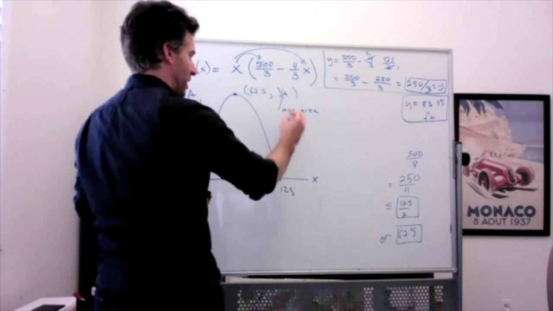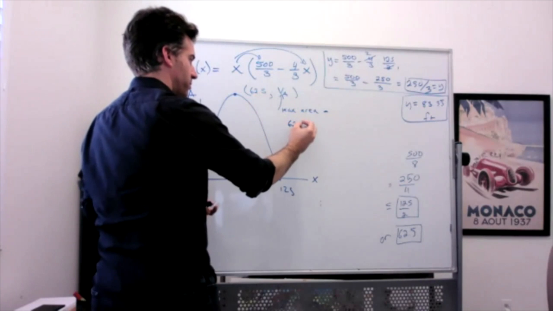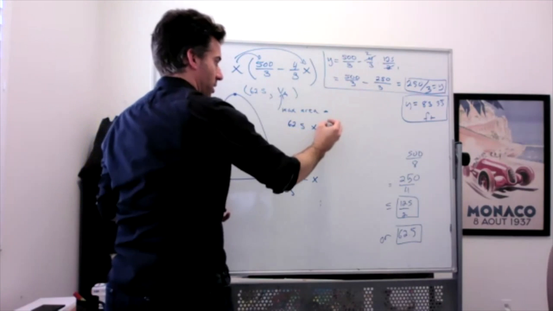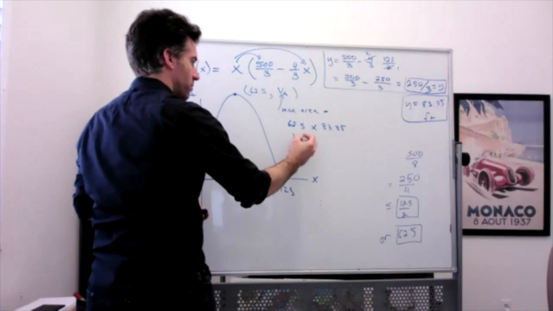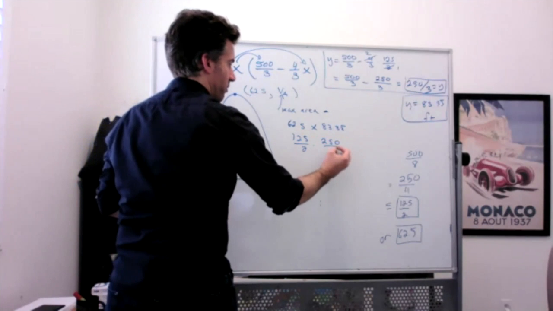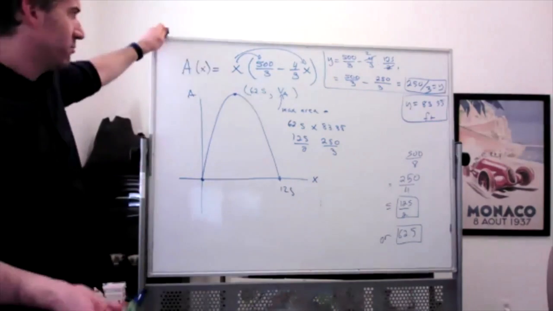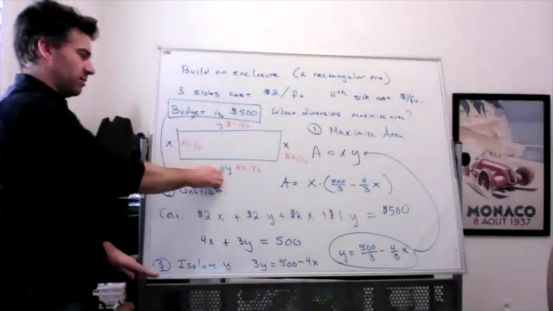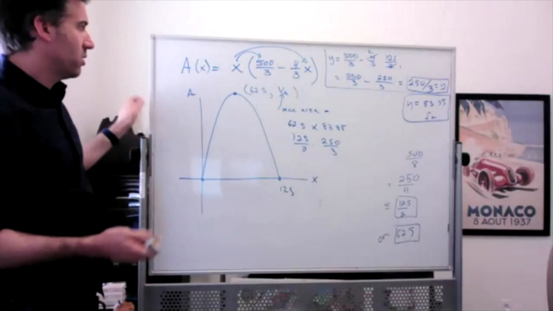This value here is actually equal to the X coordinate we found times the Y coordinate we found. Or 125 over 2 times 250 over 3. That's what that maximum area would be, which makes sense, right? The area is just X times Y. Okay, so yeah.